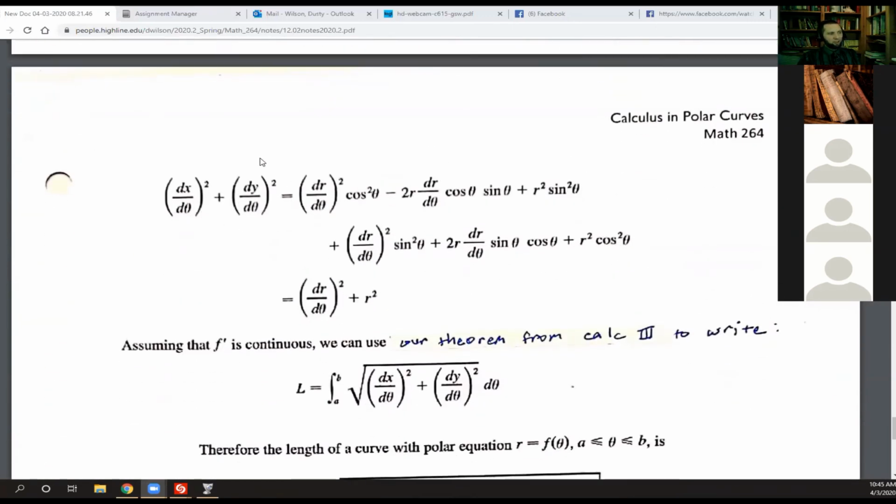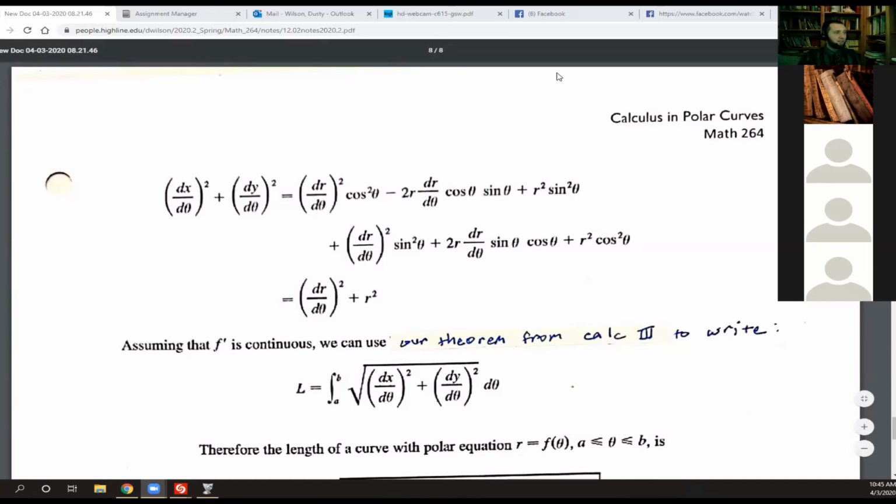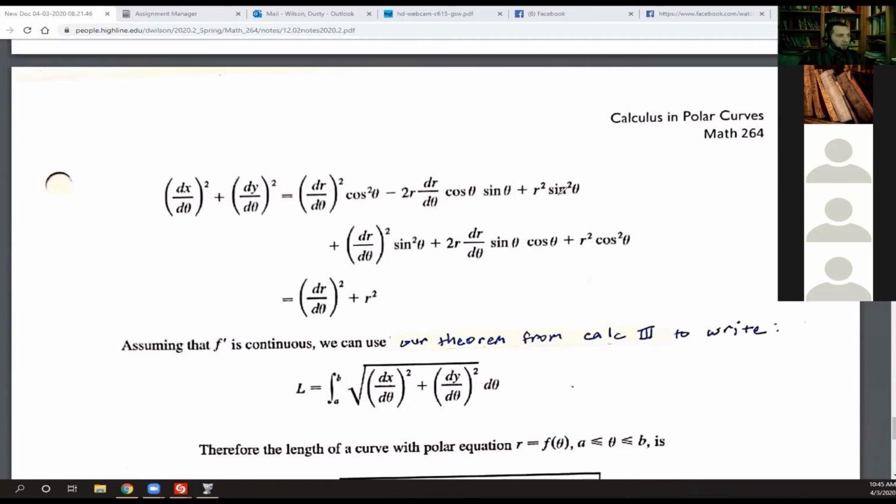Here's the stuff under the radical, the dx d theta quantity squared plus dy d theta quantity squared. Plug all that stuff in, and this is going to blow your mind. You're going to be like, oh, I did not see that coming at all. Right in here, you'll see... where'd that r squared go? I lost it.